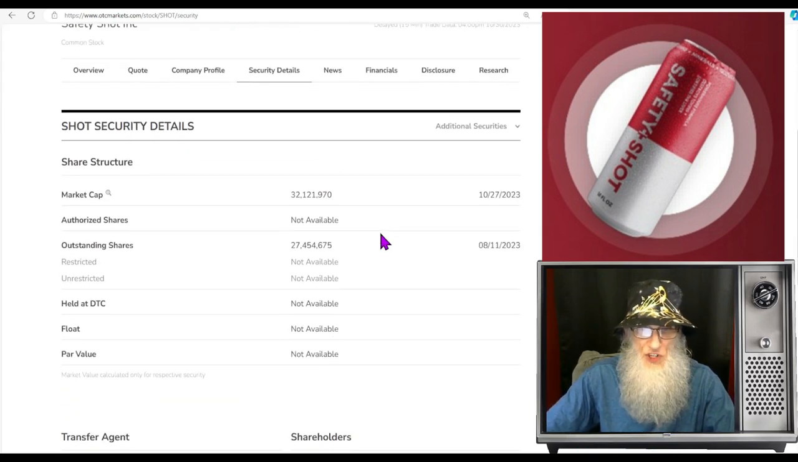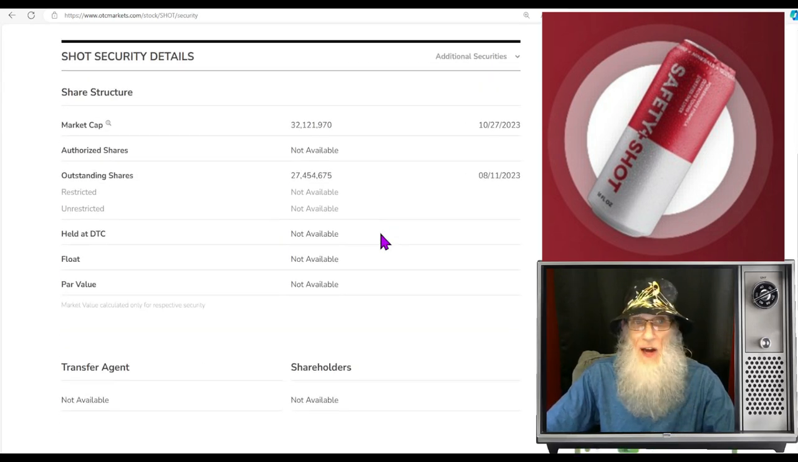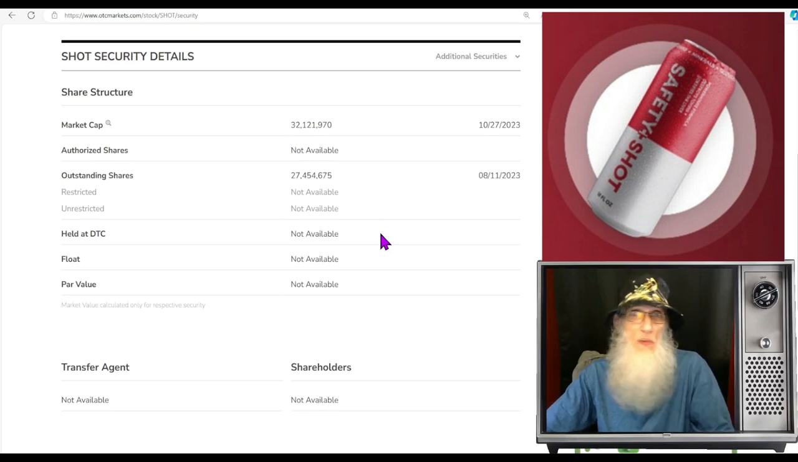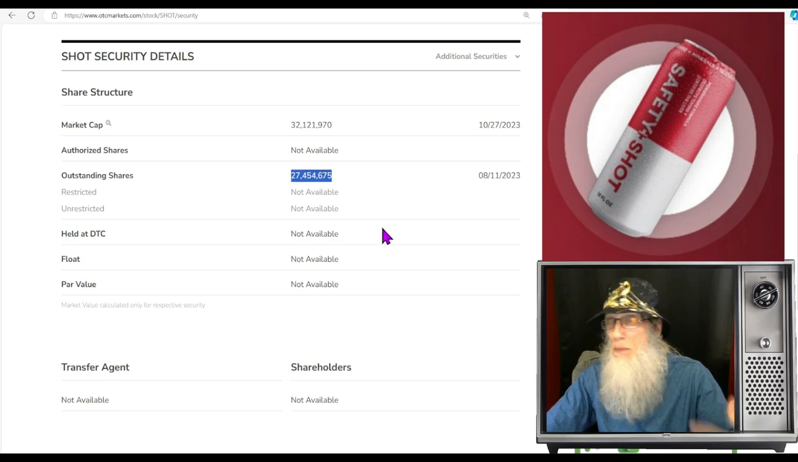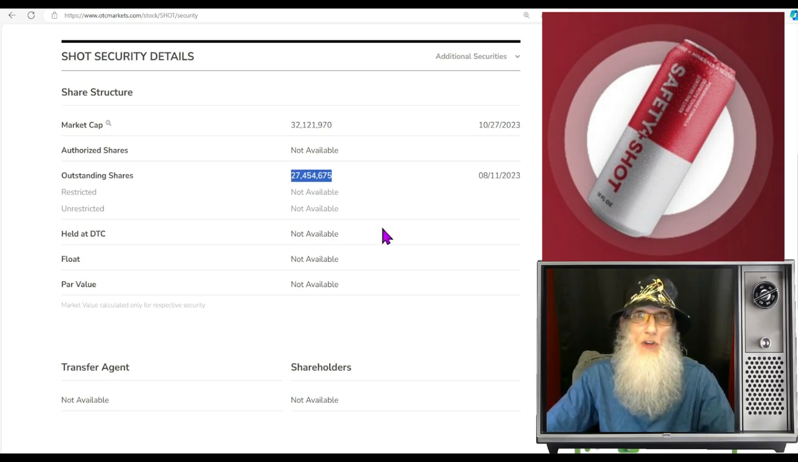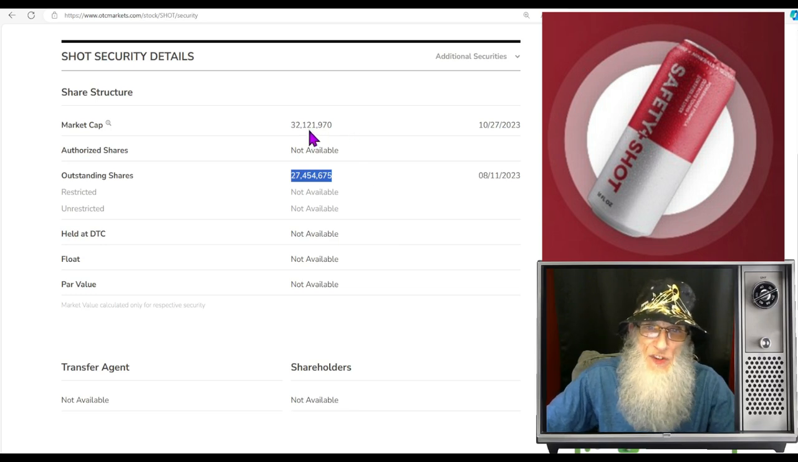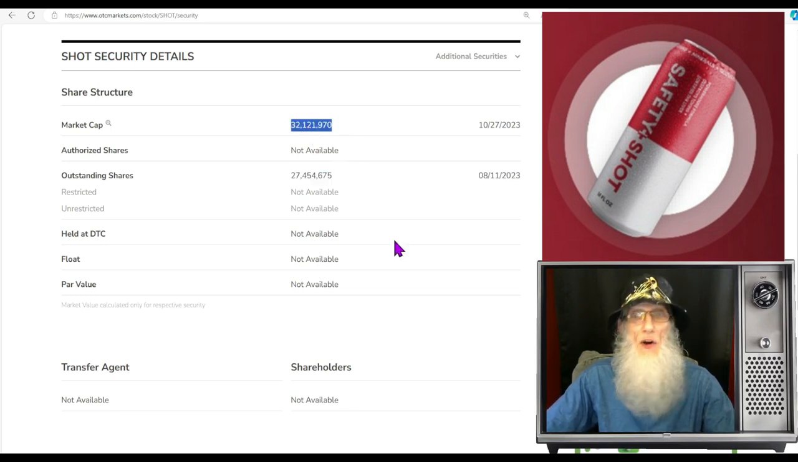Share structure for SHOT. Well, all they tell us is the outstanding share count, which isn't bad. That's at 27.4 million. Our float could be that high. Chances are it's lower, hopefully a lot lower. Market cap for SHOT, 32.1 million.